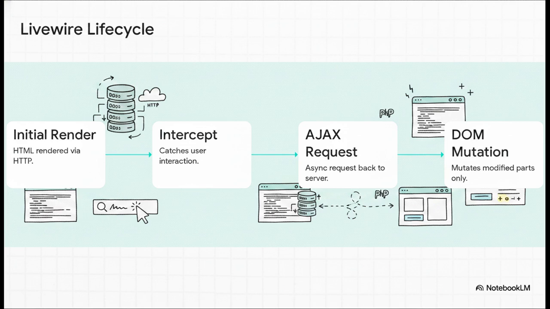I really want to appeal directly to your algorithmic thinking here, so let's break down the exact step-by-step Livewire round-trip lifecycle. Step 1, Livewire renders the initial HTML on the server via a standard HTTP request. Step 2, it intercepts a user interaction, like maybe typing in a search bar. Step 3, it fires an asynchronous AJAX request back to the server, silently re-executing your PHP logic. And Step 4, Livewire intelligently mutates only the modified parts of the browser DOM, the document object model. The result? You get this incredibly smooth SPA-like reactivity, but you're writing the entire thing in pure PHP.